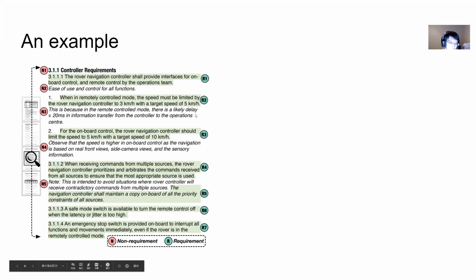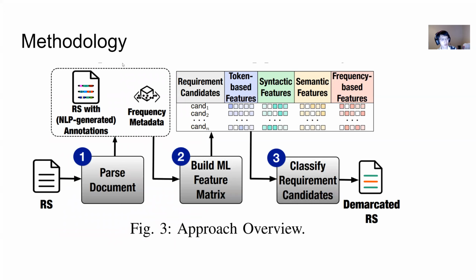That's the difference. So the machine learning just does one thing, which is classification: to classify whether the sentence is a requirement or a non-requirement. So let's see the methodology.